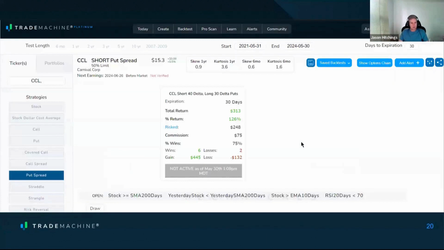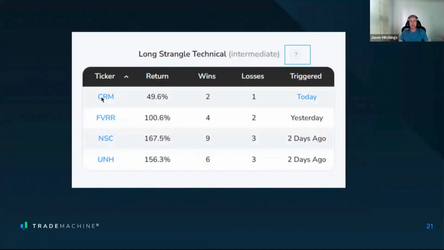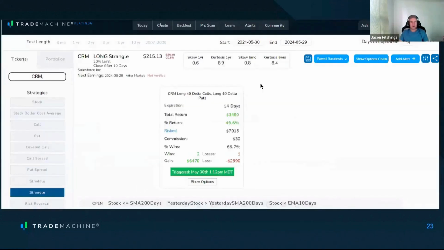Okay, so we're going to look at this long strangle. I just noticed that for Salesforce, CRM, we just had a trigger on the Today tab. It's not a position that we've talked about so far. You can click the question mark to learn more, and the question mark pulls up the video, as mentioned.